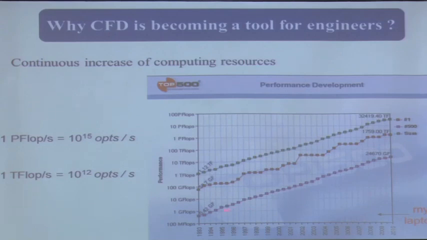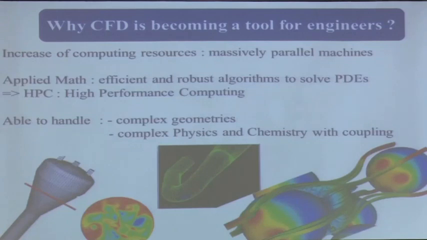To give you an idea, my laptop, in terms of CPU, in terms of the number of operations that can be done during a second, is comparable to the best. Number one is red. So it was comparable to that computer in the 90s. My laptop corresponds to the best computer about 20 years ago, and it has kept expanding. There is an increase of computing resources, and most of them are parallel machines.